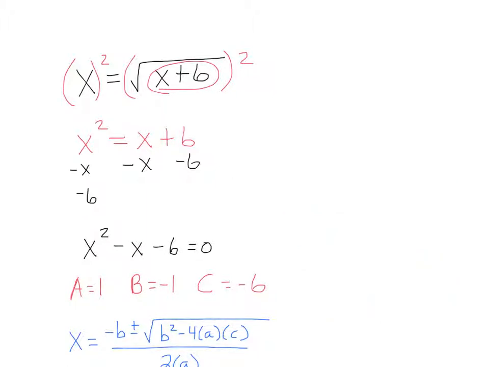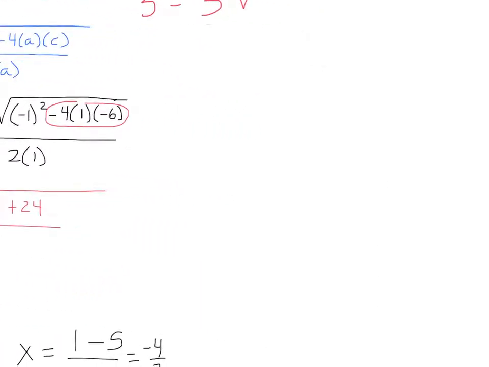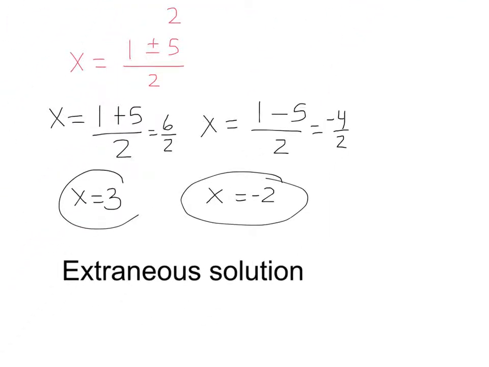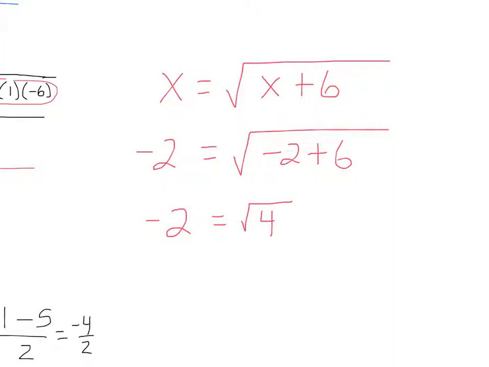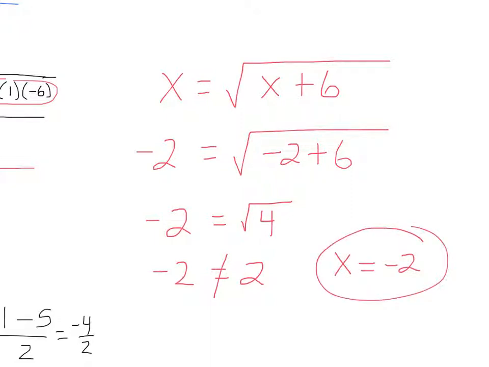Now we need to go check and see if negative 2 works, don't we? So I'm going to write the equation x equals the square root of x plus 6. Okay, so let's go plug negative 2 in. And so I've got negative 2 must equal the square root of negative 2 plus 6. What is negative 2 plus 6? 4. So negative 2 must equal whatever the square root of 4 is. Well, the square root of 4 is 2, isn't it? Does 2 equal negative 2? No, so this didn't work. And so x equals negative 2 is an extraneous solution.